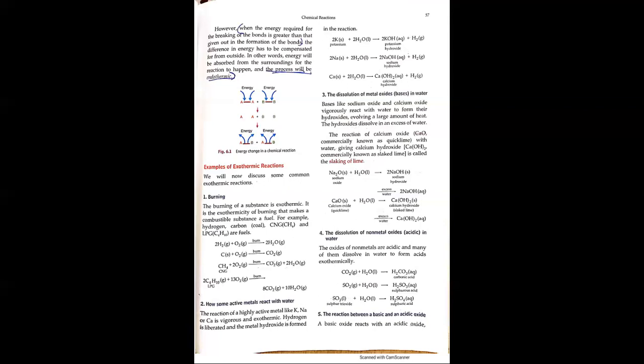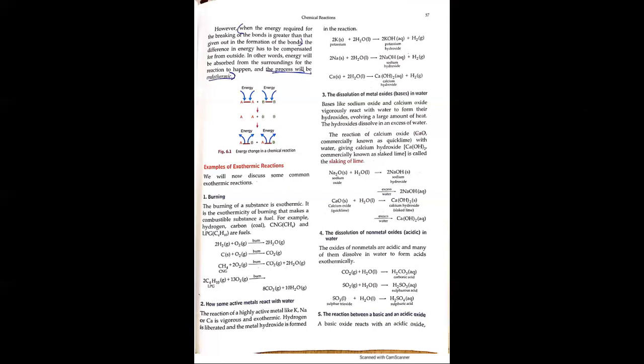Next, how some active metals react with water. Some active metals react in an exothermic way, evolving a lot of energy. These metals are sodium, potassium, or calcium, all the three. When they react with water, they form their respective hydroxides, sodium hydroxide, potassium hydroxide, calcium hydroxide, and hydrogen gas is evolved. And in this process, a lot of energy is given out. That's why it comes under the category of exothermic reactions.